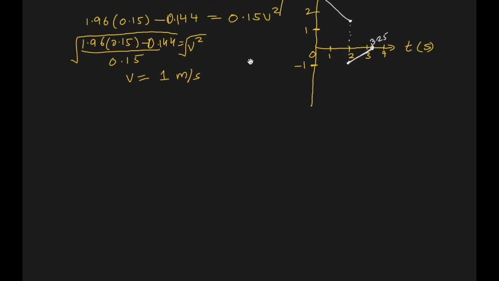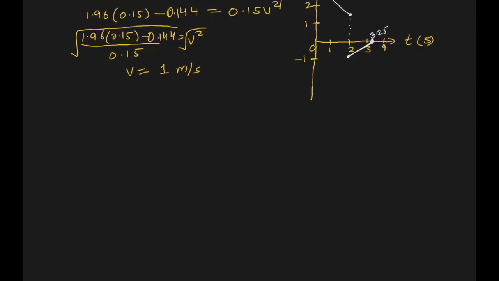Okay, so let me try to draw another graph which is s and t. s is in meters, t is in seconds. We need to know values before, but we know time. Okay, 1, 2, 3, and there will be 3.25 here somewhere.